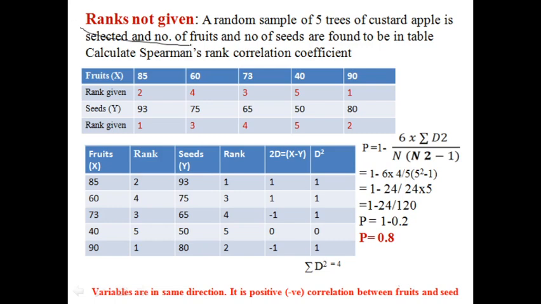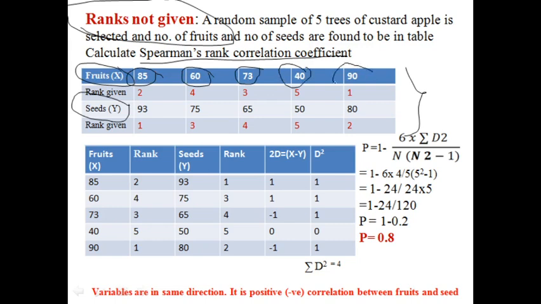Then the second formula, that is, when ranks are not given, where we have to do further steps. That can be explained best with the help of this example. Here one variable is fruit and the other is the number of seeds in those specific fruits. So we have to calculate Spearman's rank correlation coefficient, but here we can observe that these values are not arranged in any ascending or descending order.